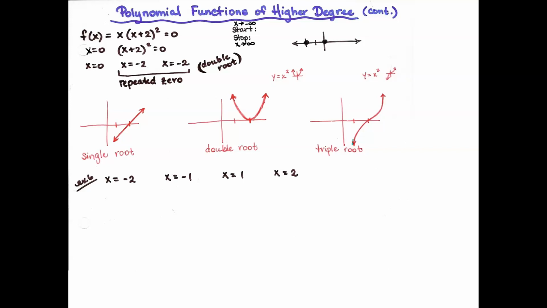All right, so let's look at this first example here. We've got f of x is equal to x times (x plus 2) squared is equal to 0. All right, so to begin with, how's this thing going to stop?